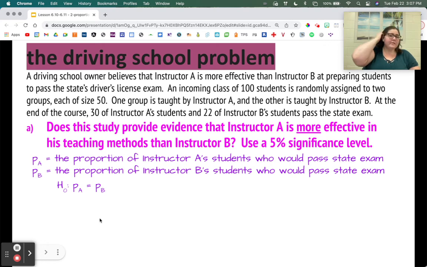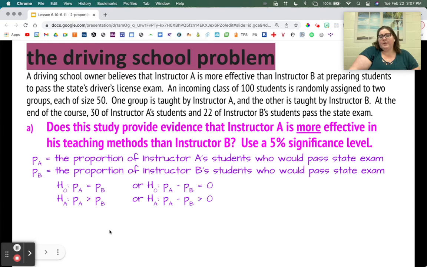Our null hypothesis for a 2 proportion test is always that the 2 proportions are equal. So PA equals PB. And then in this example, I want to provide evidence that instructor A is more effective. So more effective would mean that a higher proportion of instructor A students pass the exam than instructor B. So my alternate is that PA is greater than PB. I also wrote it over here as the difference greater than 0 or equal to 0. It's okay to write how I have it on the left. I just always like to include that, which is what it would look like as a difference.